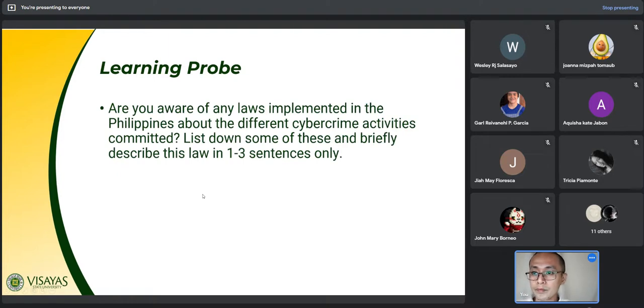Okay, how about this one? Was there any action, class, by the government of the Philippines to combat cybercrime? How does the Philippines, class, combat this cybercrime? What laws were created to combat cybercrime?